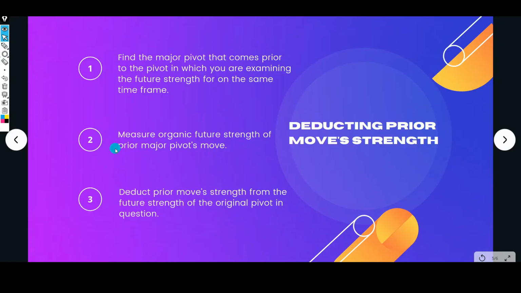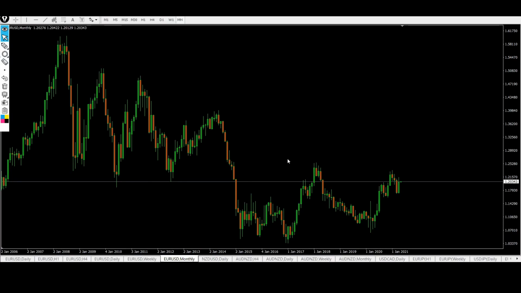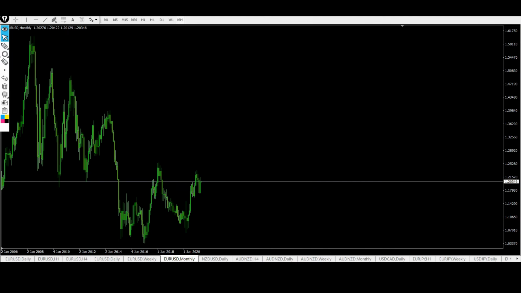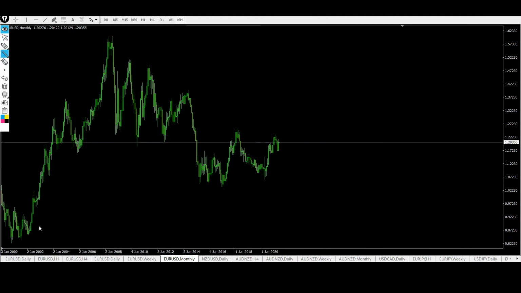Number 2, measure the organic future strength of the prior major pivot's move. So we're going to find all the trend lines that came in contact with that prior major pivot, and then use the 3 indicator list to measure its future long strength. We'll just zoom out for this one because there are more pivots behind here. All right, the first trend line is this one from this pivot to this pivot right here.